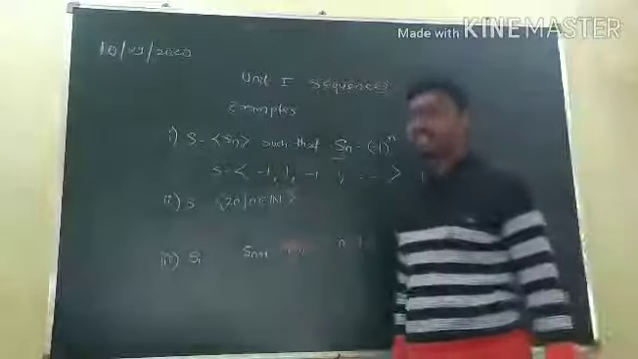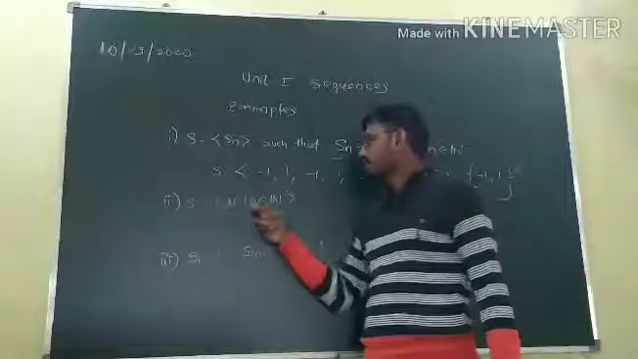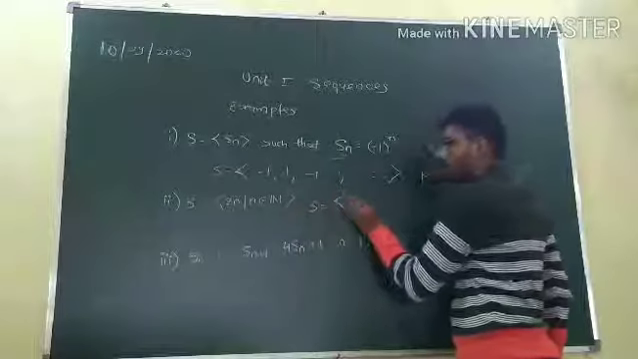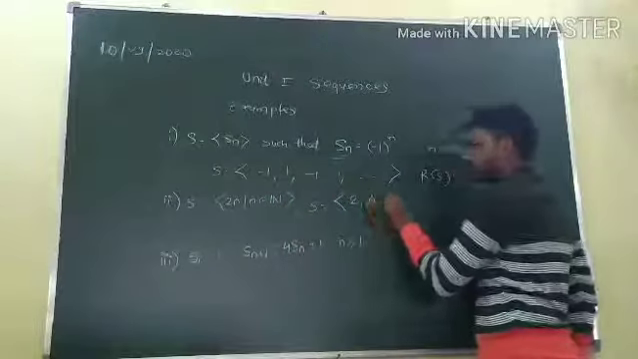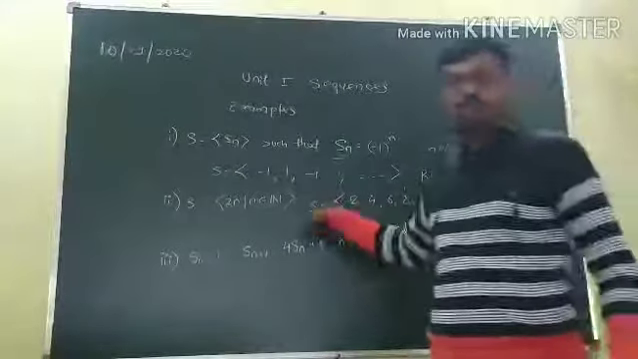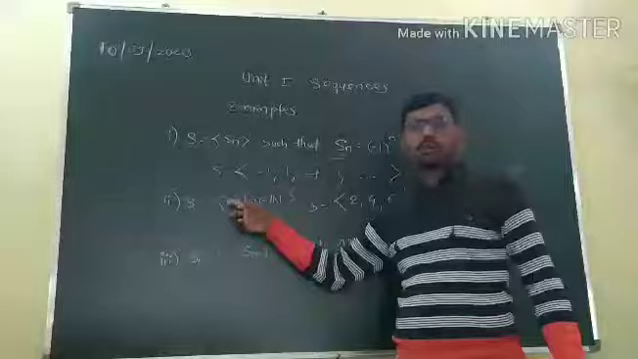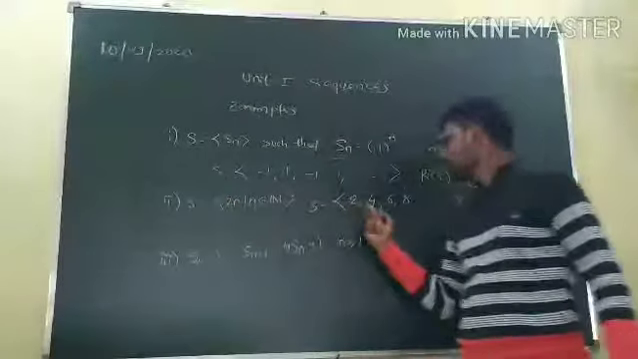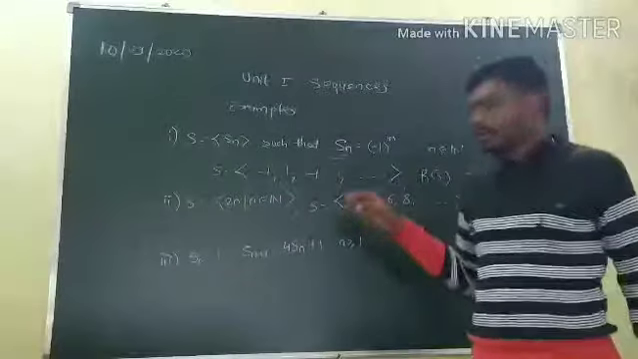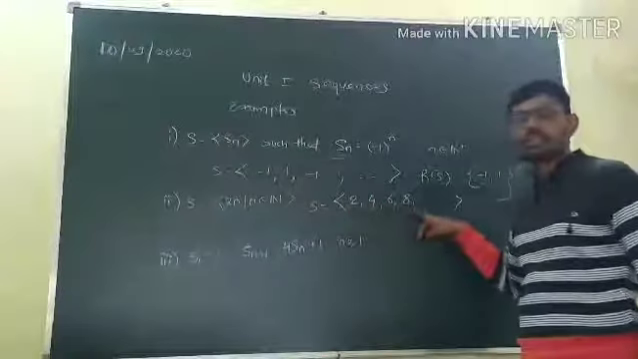Next example, here the sequence is defined as 2n such that n is a natural number. So what is the sequence? S is equal to 2, 4, 6, 8, up to so on. This is nothing but the sequence of even numbers. Put n is equal to 1, 2 into 1, 2. Put n is equal to 2, we get 2 into 2, 4. Put n is equal to 3, we get 6, 8, up to so on.